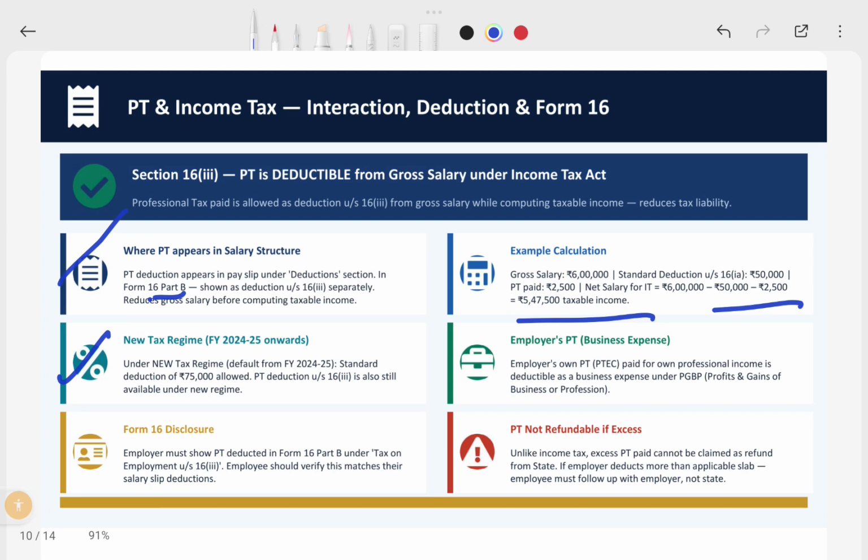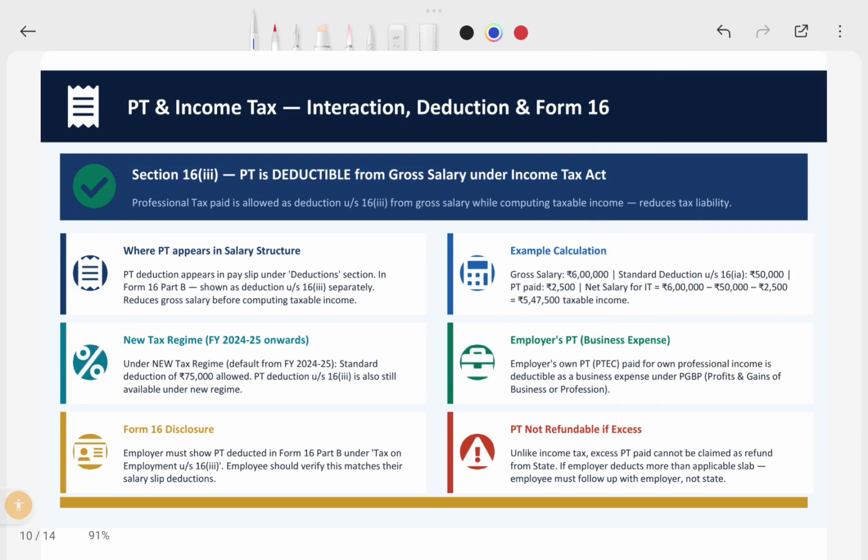In the new regime, they have a standard deduction of 75,000. That is different from this professional tax. This is still an additional benefit to the employees. In Form 16, they should definitely disclose this PT, and this is the practical example. Your gross salary is 6 lakhs. Even though you get the standard deduction, under income tax you still need to deduct PT. So say 6 lakhs annual income, 50,000 for standard deduction, 2,500 for PT. So net of this, your income tax will be calculated.